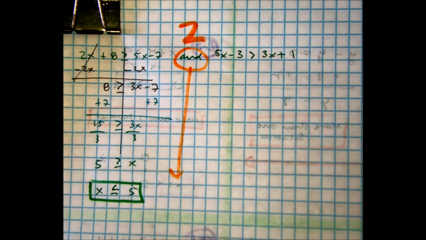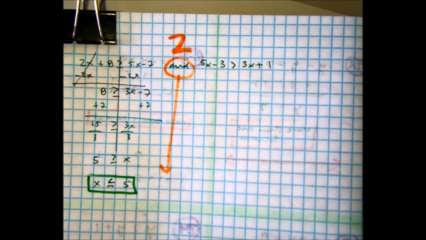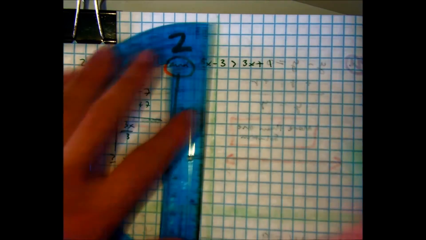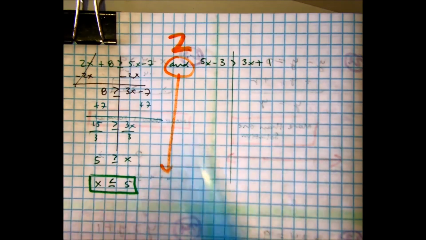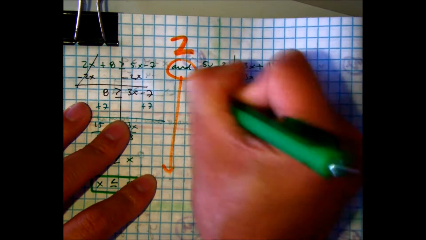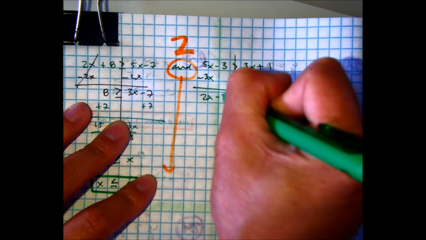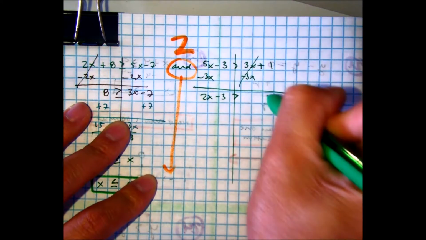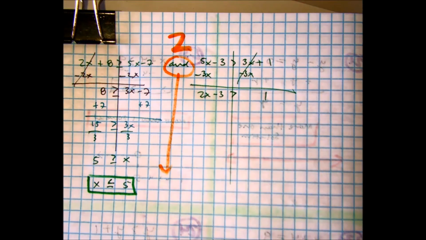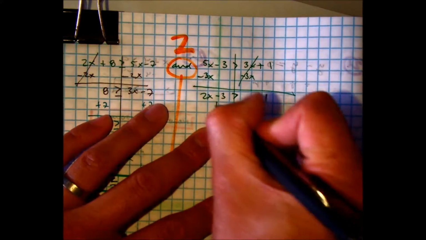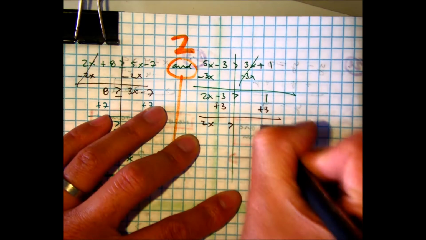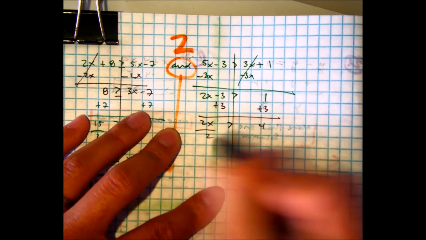Let's go ahead and solve this other one here. And I drew this line down the middle because I don't want to forget the keyword and. I'm going to subtract a smaller variable, subtract 3x. 2x minus 3 greater than 1. Looks okay so far? Add 3. 2x greater than 4. Divide by 2.